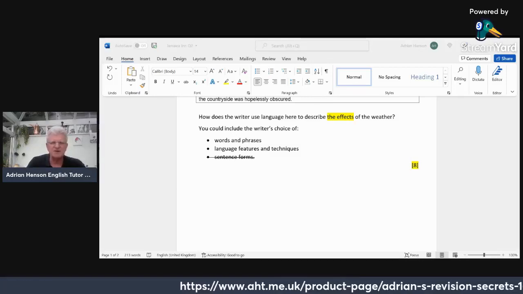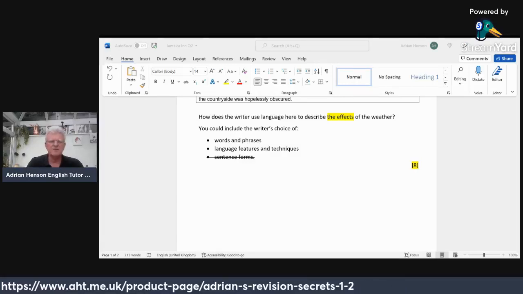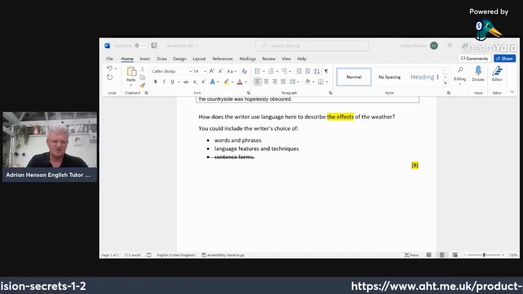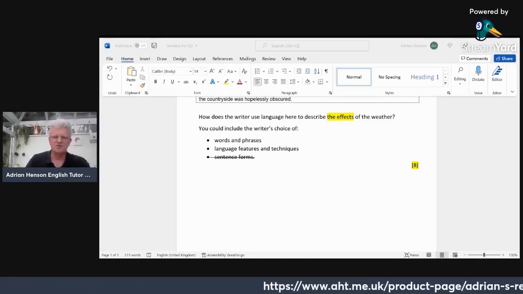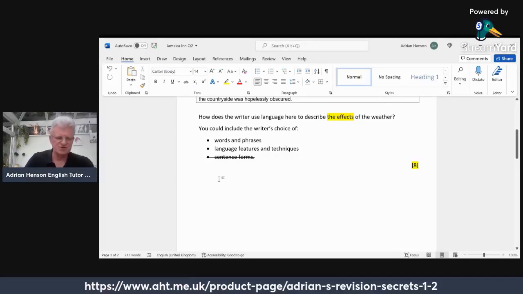So let me just show you what I would do at the beginning. Because there are 8 marks, I would try to do 4 paragraphs and try to get 2 marks each. So let me just show you a couple of things here. This is something I just quickly put together.